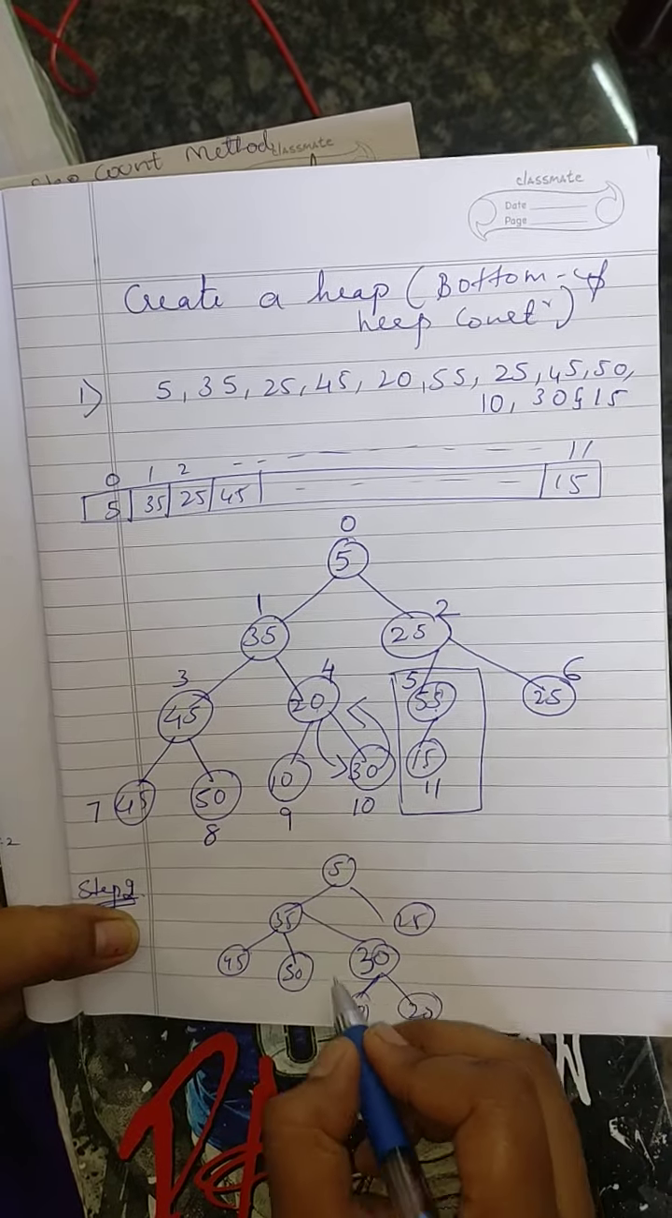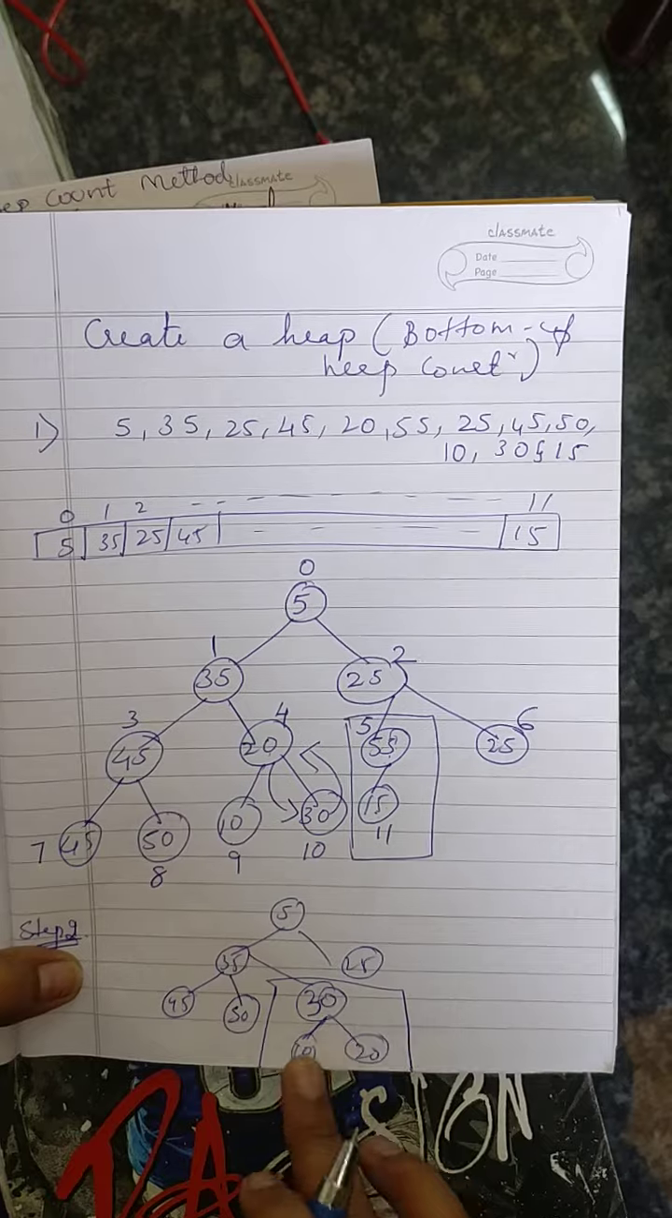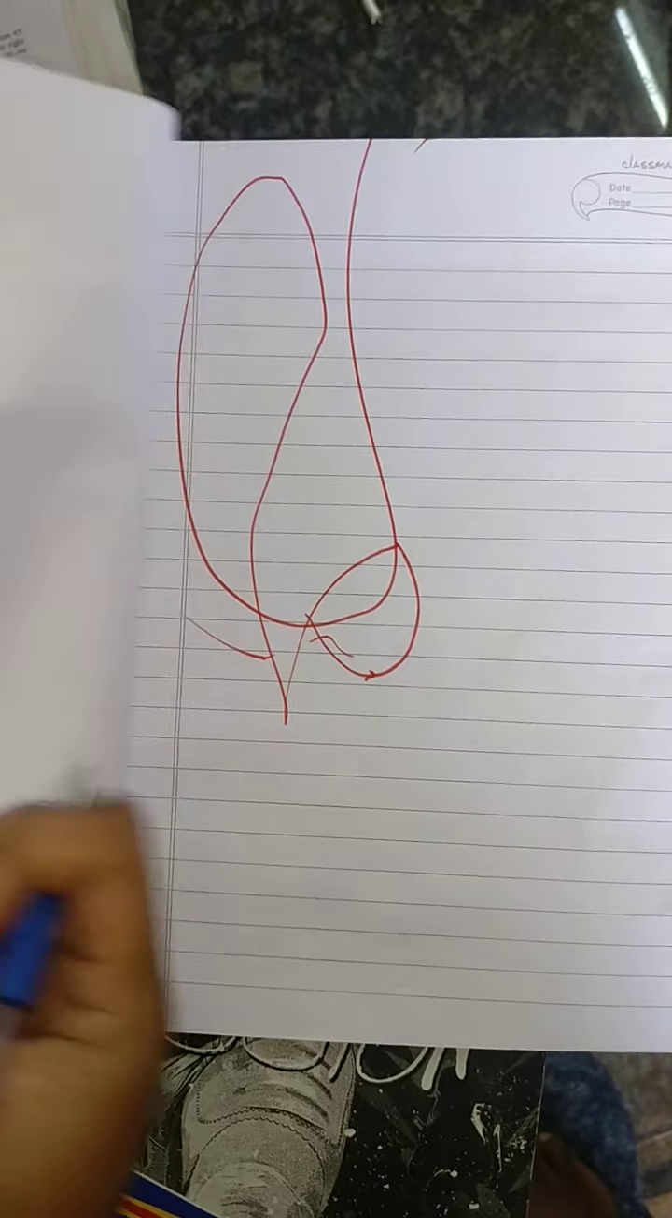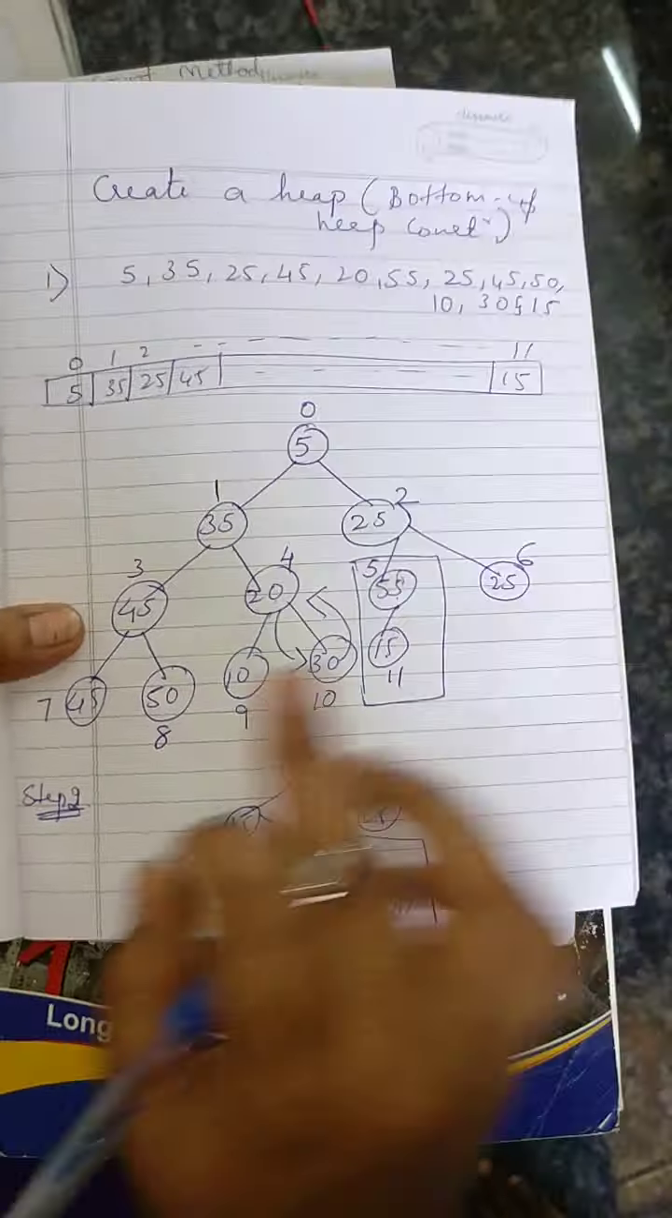Okay. Now this part got exchanged. Write it in the rectangular box. Next, step 3. What is step 3? Consider the next last non-leafy node. This is the next non-leafy node, 45. I will not read it, I will only explain. Please listen. Consider the last non-leafy node, that is 45.